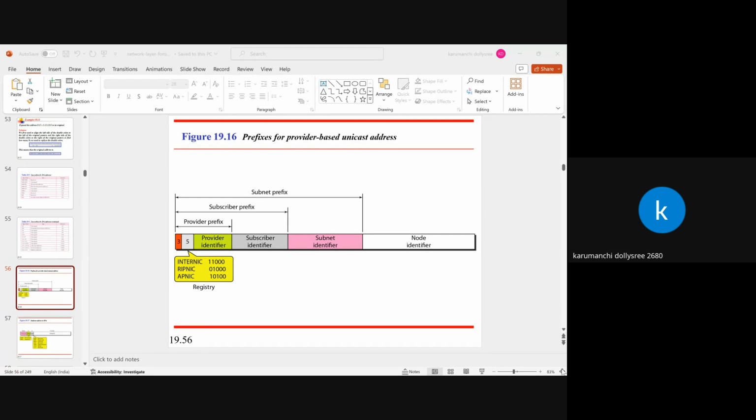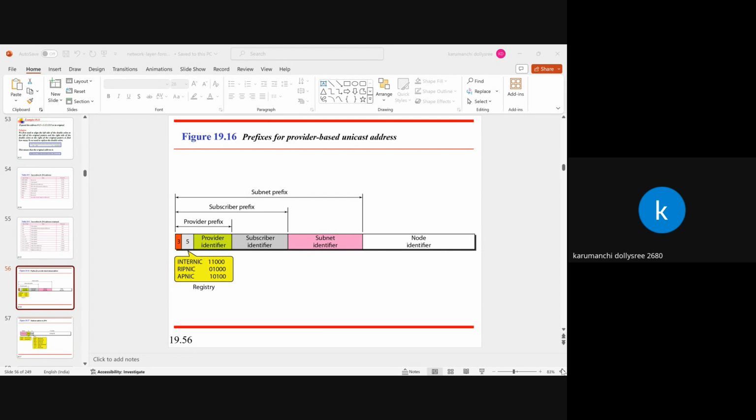So the next one is subscriber identifier, right? When an organization wants to connect subscribers to the internet through a provider, it will assign a subscriber identification. That will have a bit length of 24.